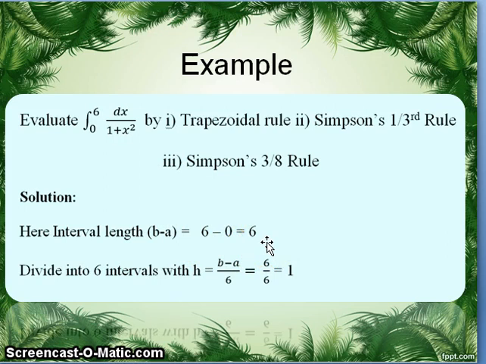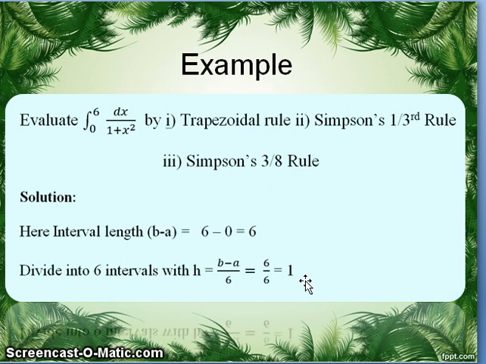After that, we want to divide the function into 6 intervals. The formula is h is equal to b minus a divided by 6, where b minus a is the interval length, which we already got as 6, divided by 6. If we divide these two values, we will get the value 1. This shows the interval of the given function.